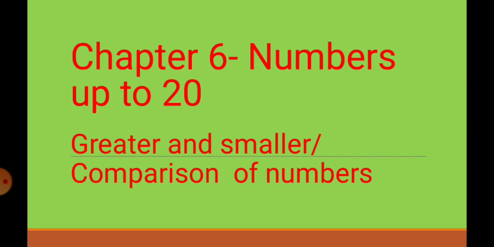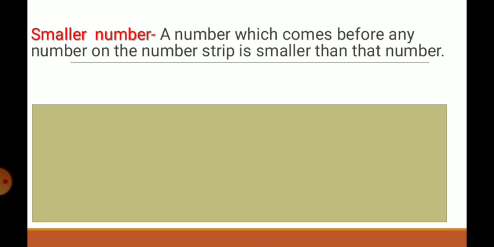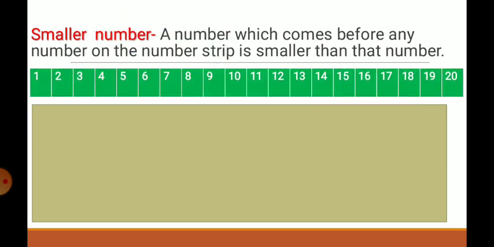For that, you have to open your textbook page number 67. We will start with the first topic, greater and smaller number. What is meant by smaller number? First see the number strip. We will see first what is meant by smaller number.